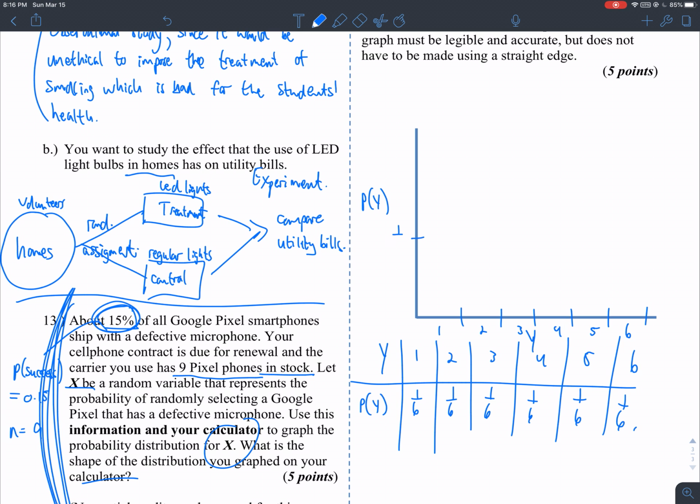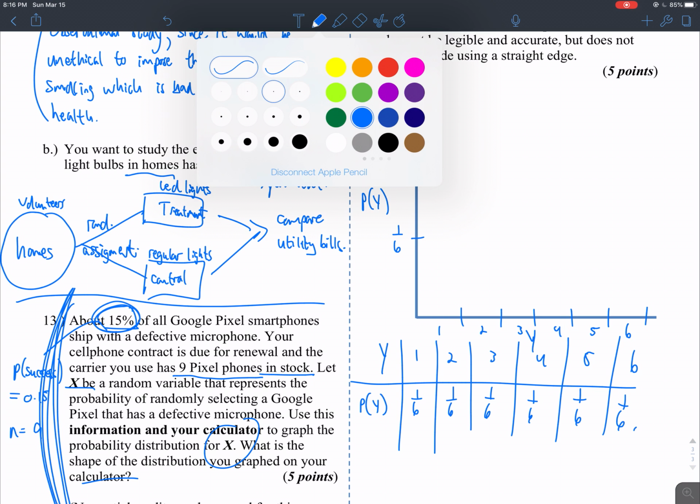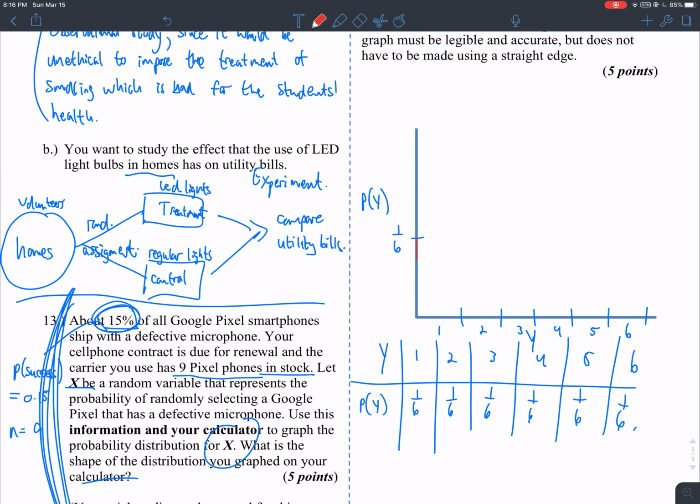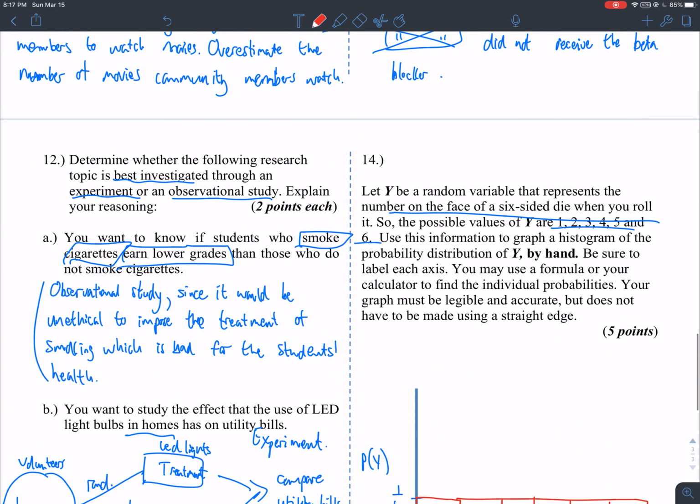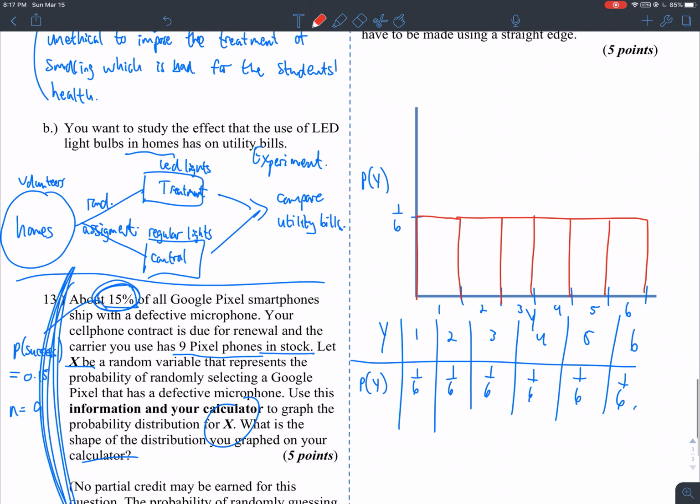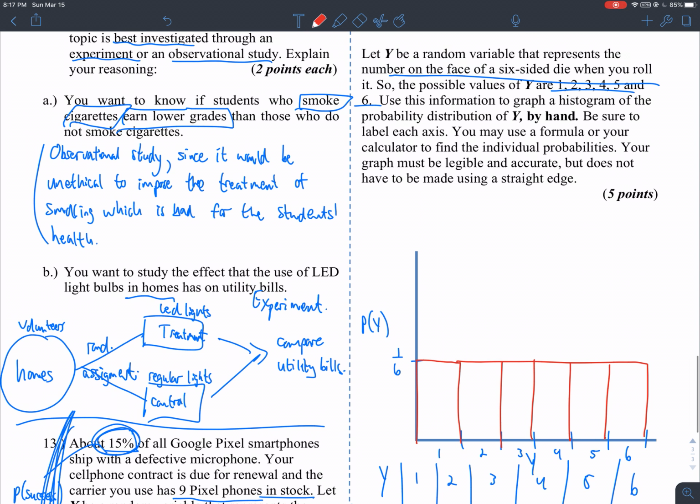So if I put 1/6 here, and then I can just make my bars. Now, this is interesting. They're all the same. So let me do it in a different color. Here is the height of the first bar, but they're all the same. This is called a uniform distribution. All the bars are the same height, same chance. And that's it. That's your probability distribution histogram graphed by hand.